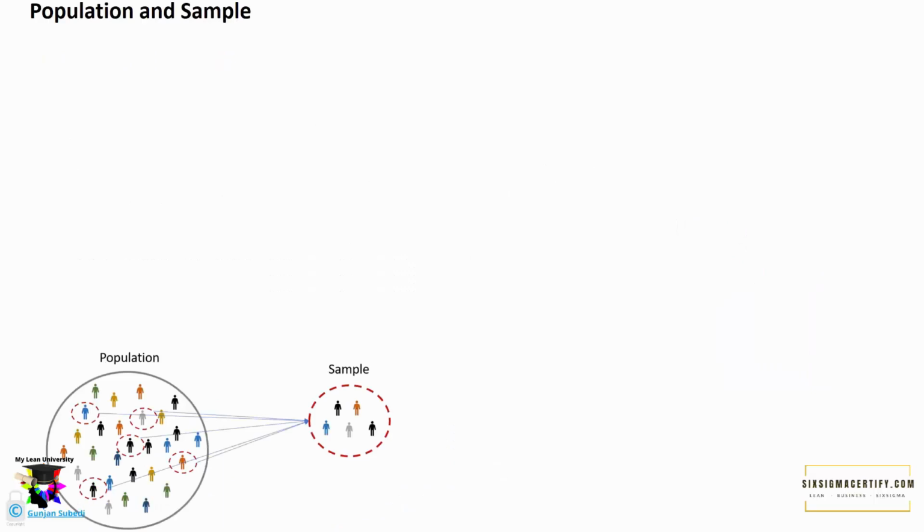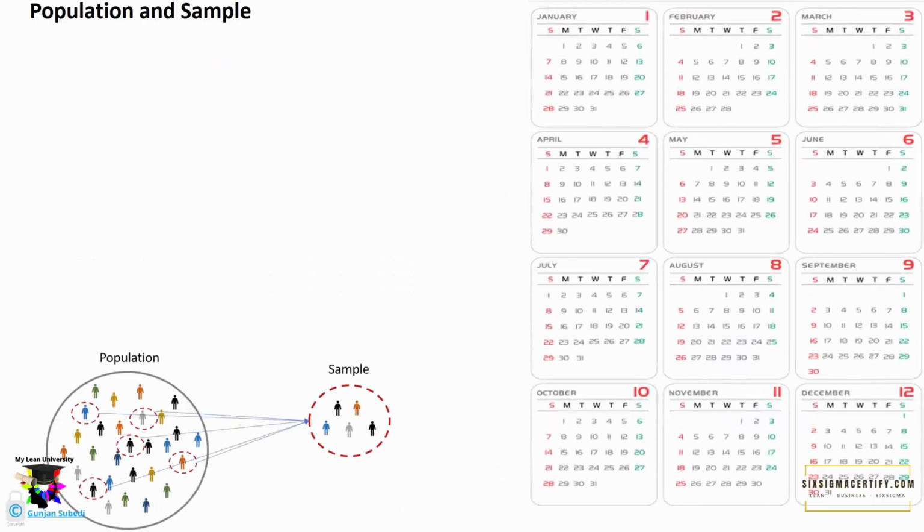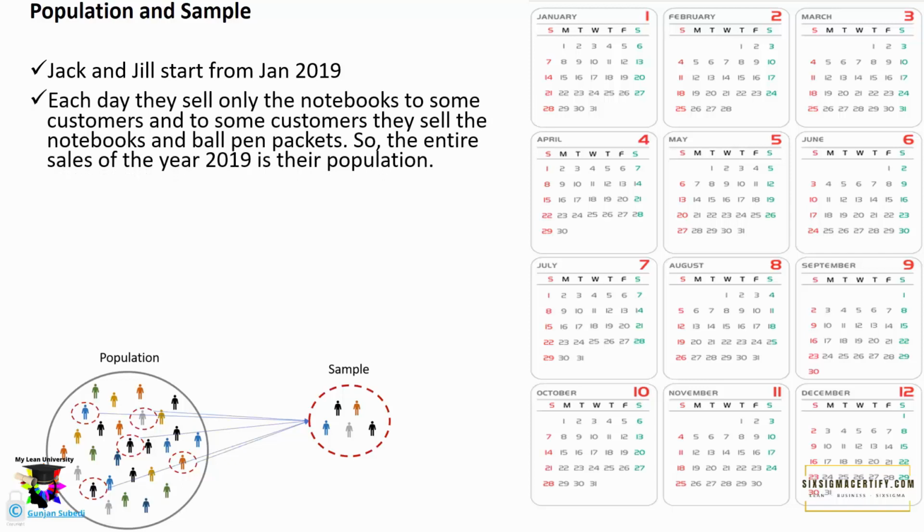Now let us look at population and sample. Let's suppose that Jack and Jill started sales from January 2019, and each day to some customers they sold the notebooks, and to some customers they sold the notebooks and ballpen packets. So the entire sales of the year 2019 is their population. Population is the entire set of data from which we are trying to make a logical conclusion. But often it is difficult to gather all the data because of various factors like time and cost constraints. So we can take a part of the population, which is called a sample.